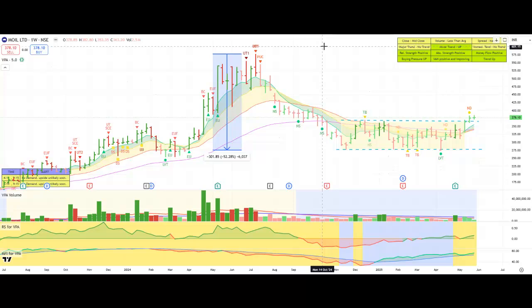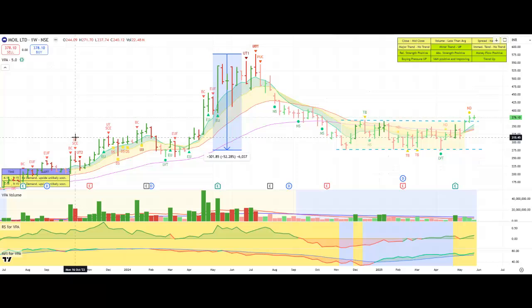First, let's look at the overall market structure of the stock on a higher time frame. Here I have the weekly chart of the MOIL stock. In this chart, I of course have some moving averages, which are 1.5 months, and then I have the 3 months, 6 months, and 1 year. These are the different moving averages I've plotted here.